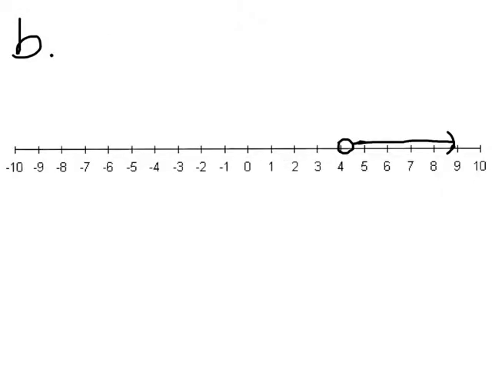B wants us to write the inequality for this graph. So we're going to say x, it's going to the right, so it's going to be greater than, and it's an open circle, so it's not going to be equal to. x is greater than 4 is how we would write that.